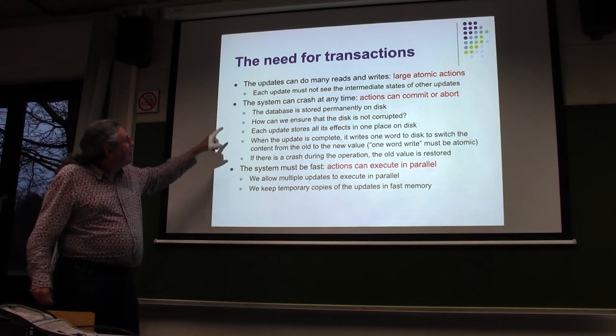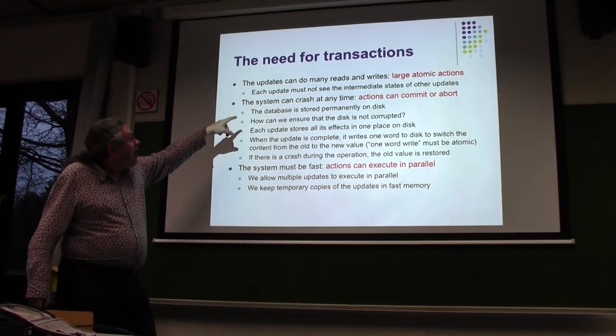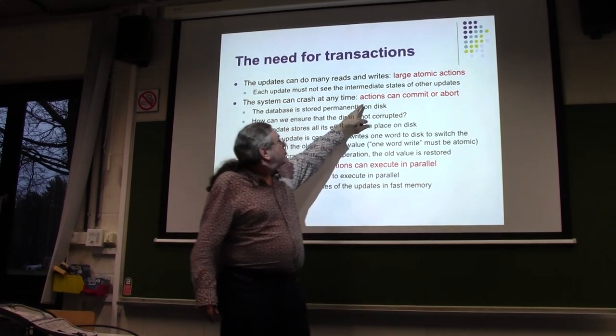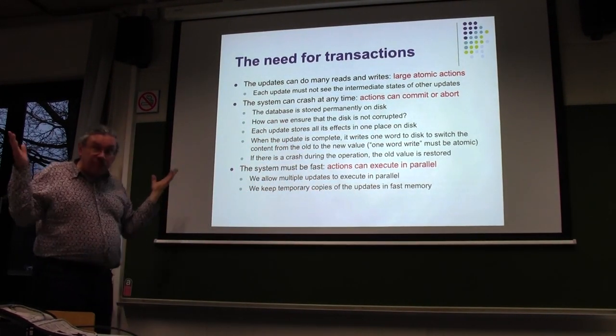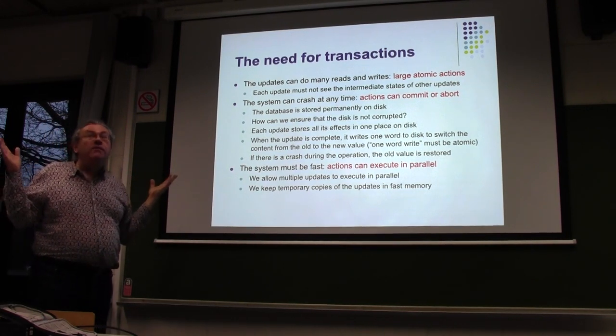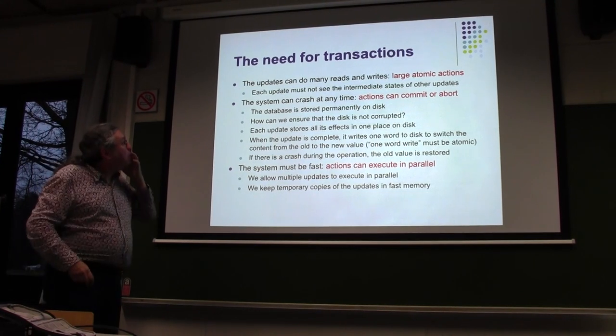Now, the new thing here is that the thing can crash anytime. These atomic actions either work, and you say they commit, or there's a problem and then they have to be removed, and we say they abort. How can we make this work?